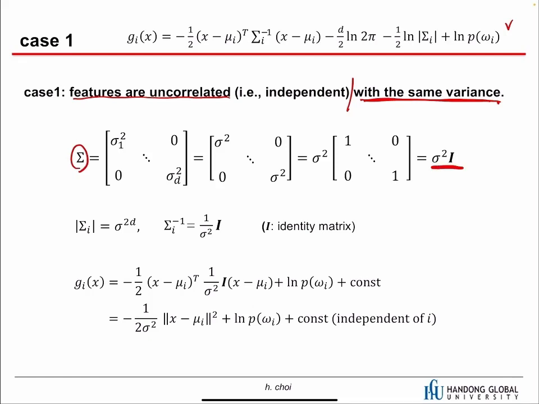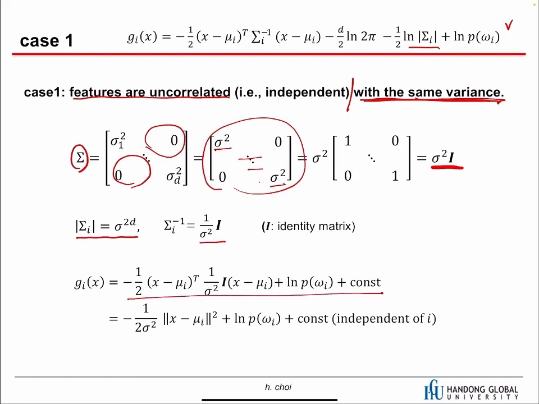So basically, this part means features are uncorrelated and independent, and same variance means this one. So we have the same variance for all the diagonal elements, and this one is actually sigma squared times I. Then this equation becomes simpler. The determinant of this sigma i is the variance to the power of d, and the inverse is quite simple too. So g sub i of x is simply this one.